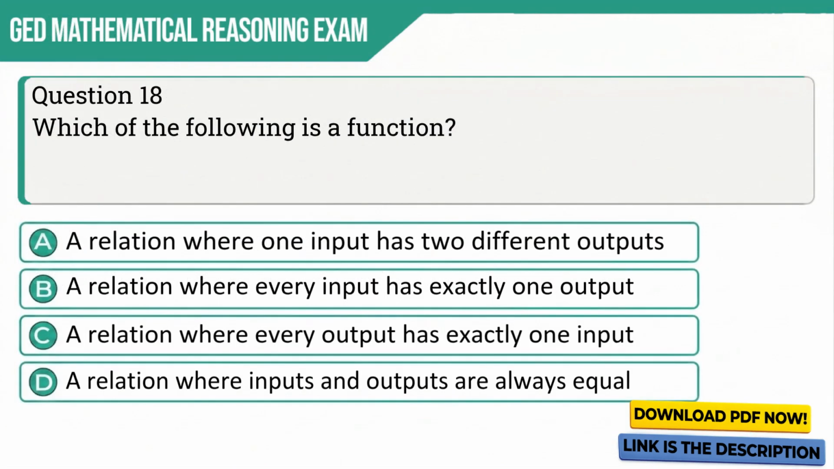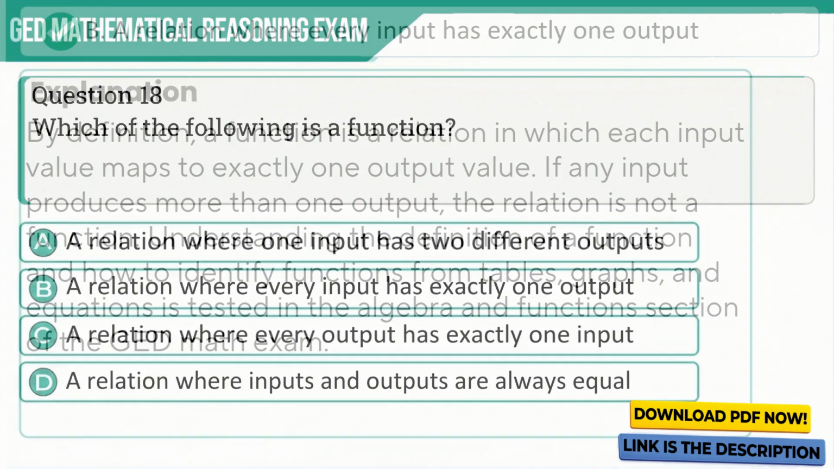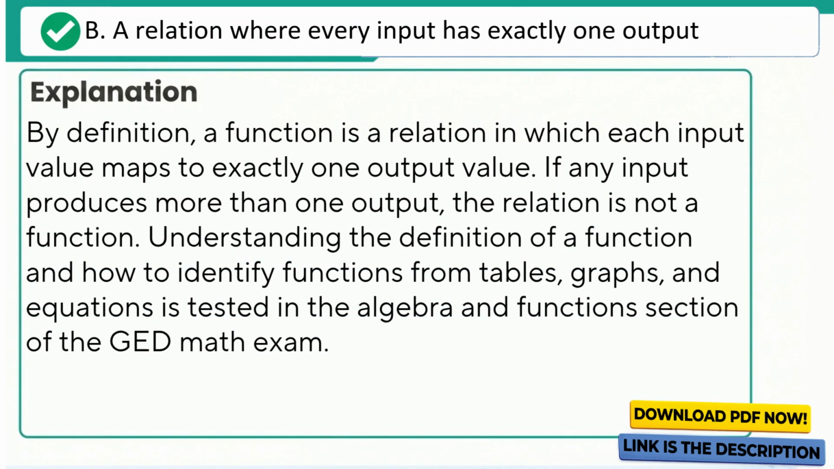Question 18. Which of the following is a function? A. A relation where one input has two different outputs. B. A relation where every input has exactly one output. C. A relation where every output has exactly one input. D. A relation where inputs and outputs are always equal. Correct answer, B. A relation where every input has exactly one output.